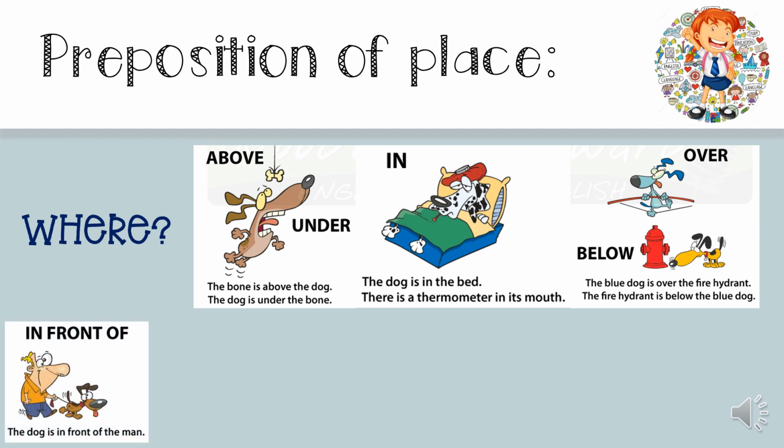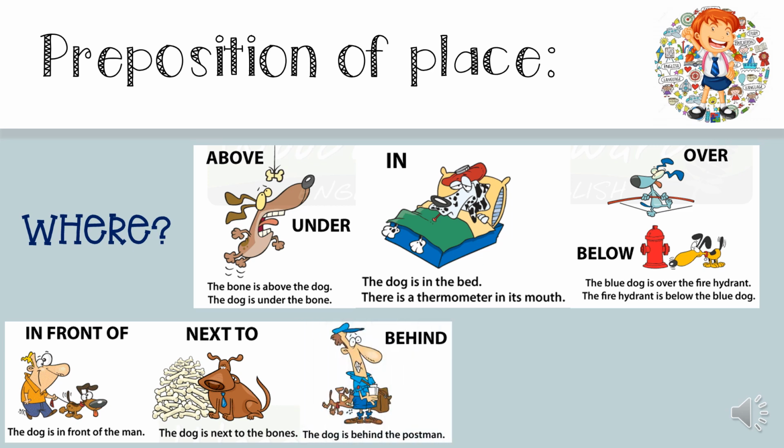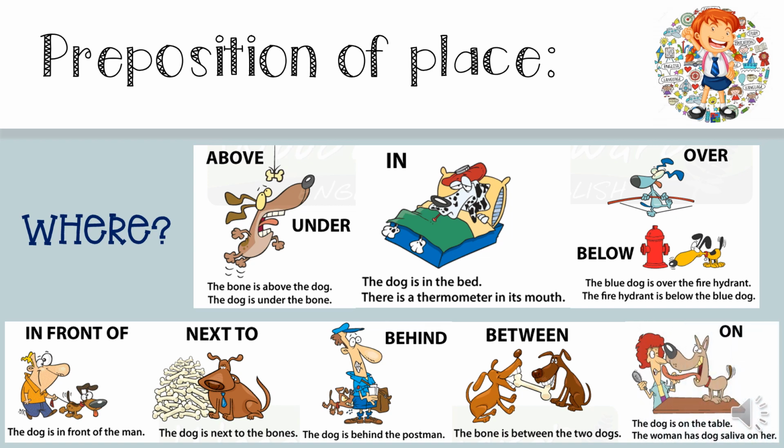In front of, the dog is in front of the man. Next to, the dog is next to the bones. Behind, the dog is behind the postman. Between, the bone is between the two dogs. And the last one, on, the dog is on the table, or the woman has dog saliva on her. So all of these prepositions show you where something is. In other words, they're prepositions of place.